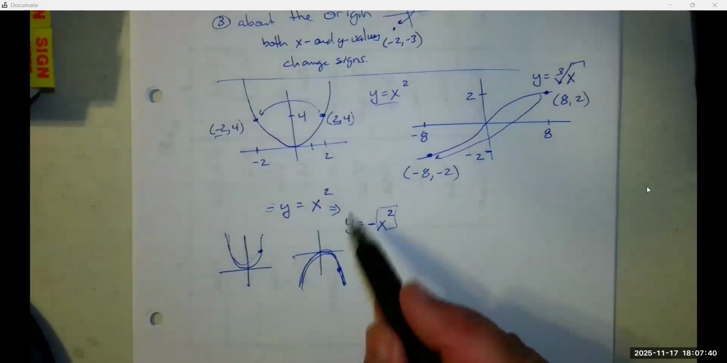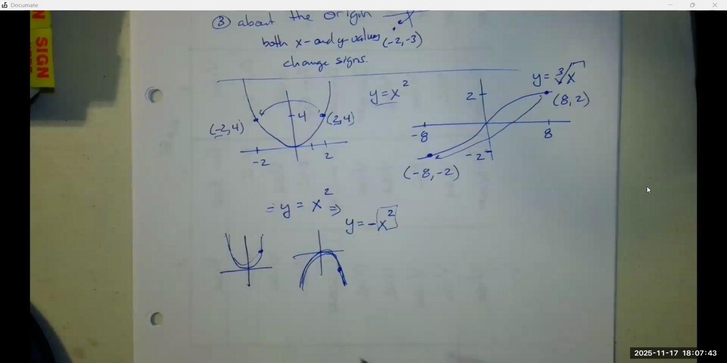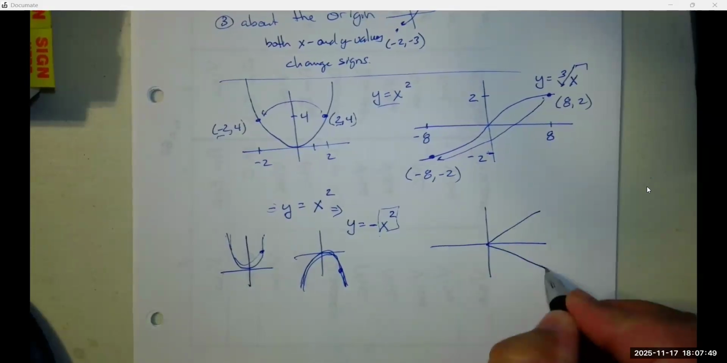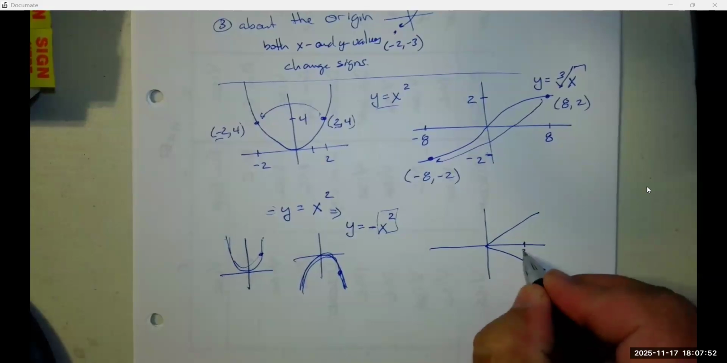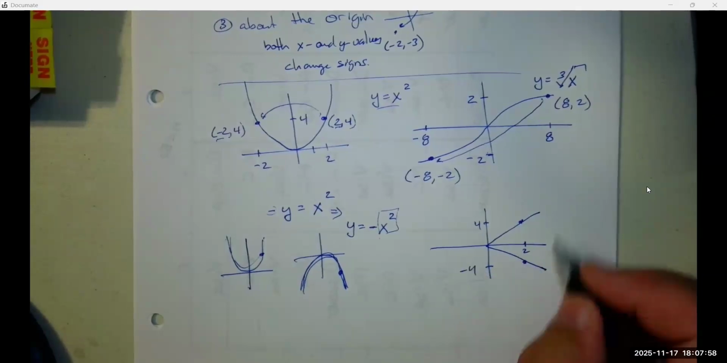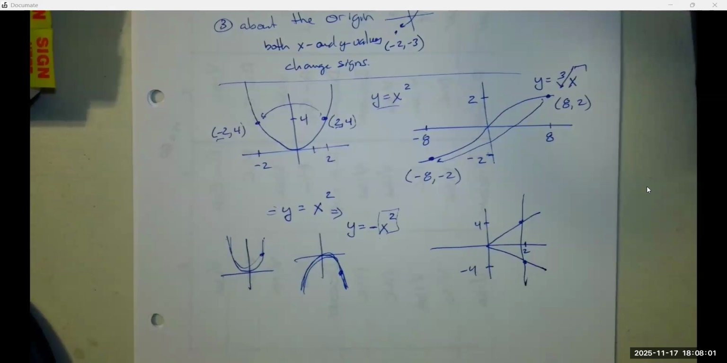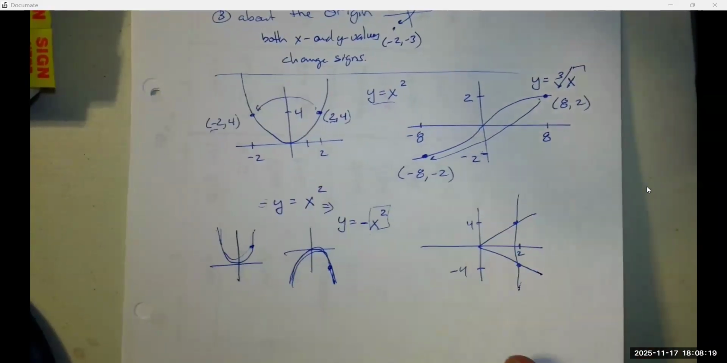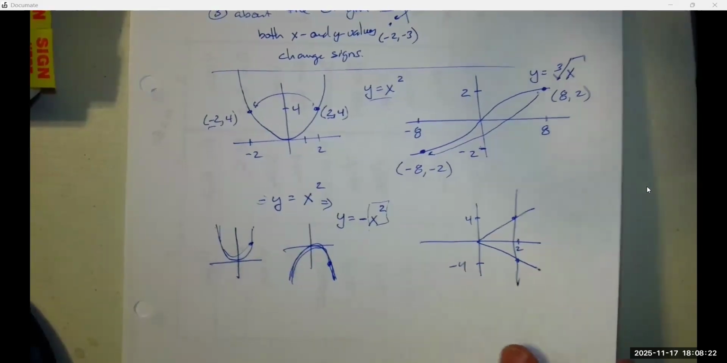The problem with being symmetric about the x-axis is if it's symmetric about the x-axis, it's not a function anymore. In other words, if we had 2, 4 here, symmetric about the x-axis will make it negative 4. And it's not a function because it fails the vertical line test. So those are the problems we have when we have that kind of transformation. Now, there's an algebra test that we use to see if it's symmetric about the x-axis, the y-axis, or the origin, but I'm going to show you a shortcut instead of doing that.